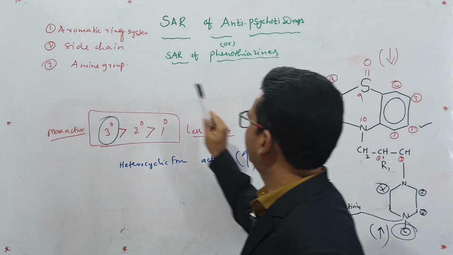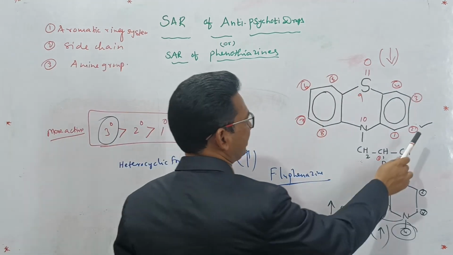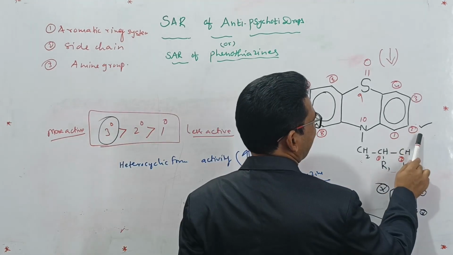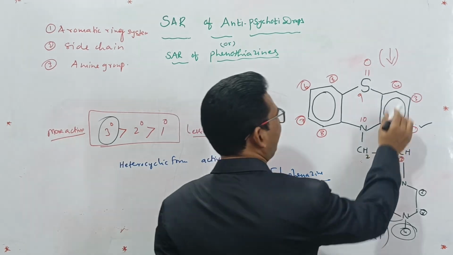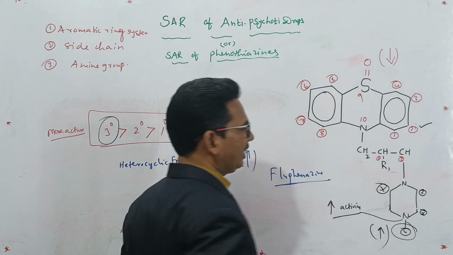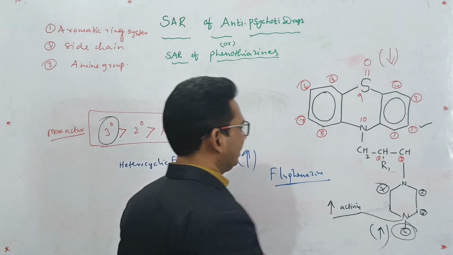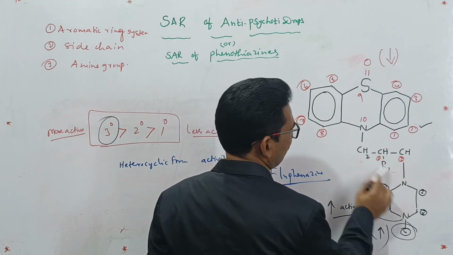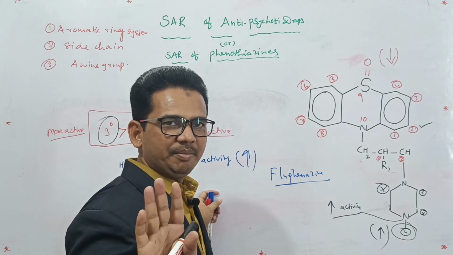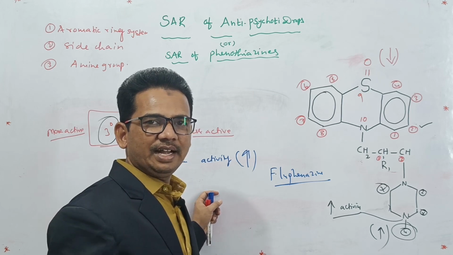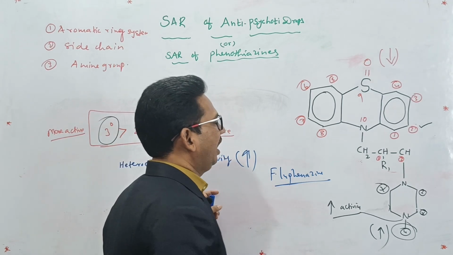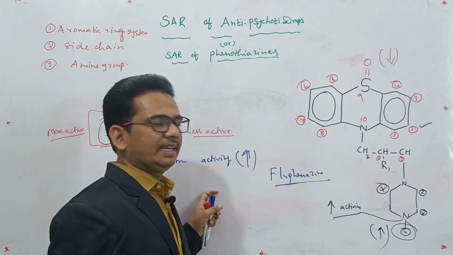Remember that first one is the aromatic ring. Second position is more active compared to the third position. Third position is more active in the absence of the second position. The 1 and 4 positions decrease the activity. Any oxidation on the sulfur decreases the activity. Then in the side chain, in between two nitrogens, there should be 3 carbons. Three carbons minimum. Maximum also decreases the activity. Less than 3 also decreases the activity. That's why 3 carbons should be there. And first carbon substitution decreases the activity.